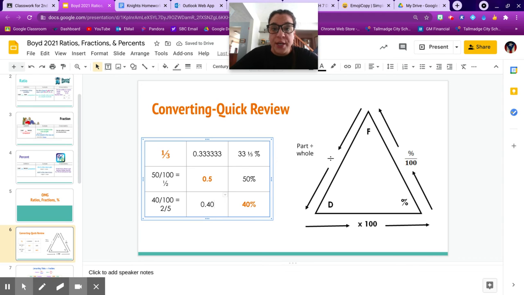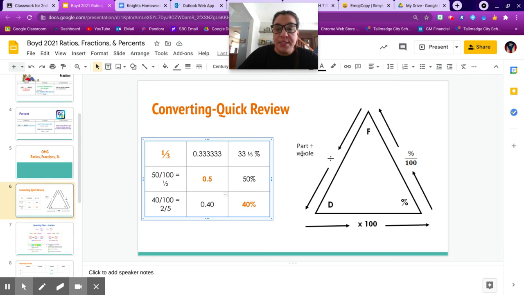So this is what you're going to be doing first. You're going to use this little triangle to fill in the table for fraction, decimal, and percent. All right, so use that little triangle. That is a great little thing that you can always draw on a scrap piece of paper if you need to, or use it if you need to.